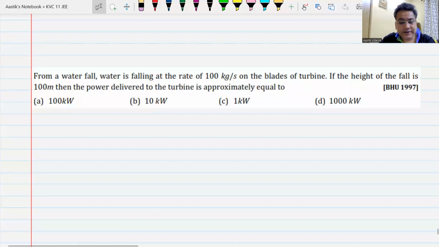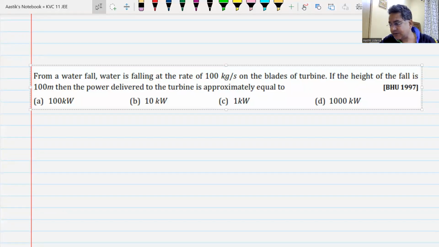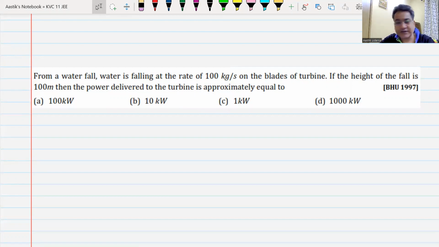Water is falling on turbine plates. Height is 100 meters. Rate is 100 kgs per second. Value of G is 10. Let me know what is your answer. I'll give you 2 minutes to solve this.